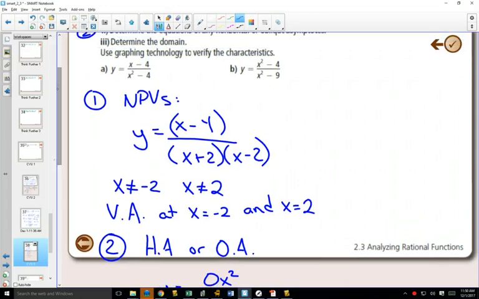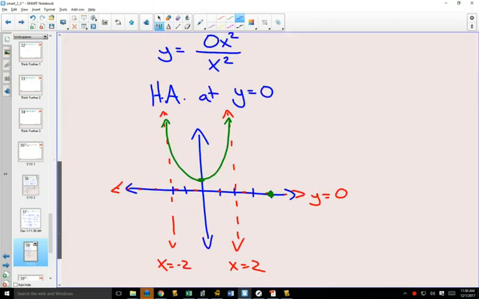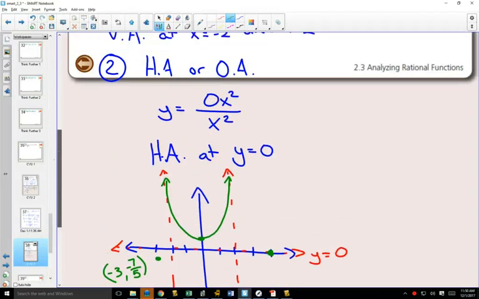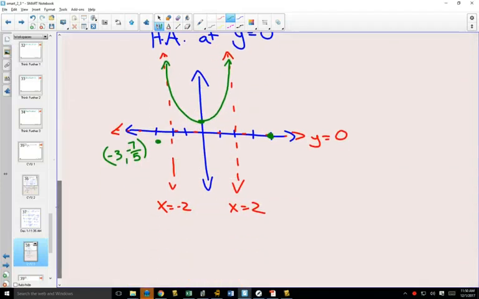What happens when you plug in -3? Can you see that on the top of the fraction you're going to get -7? Negative 3 squared is 9. 9 minus 4 is 5. You would get negative 7 over 5. What does that look like on our graph? That would be a point right there. Was it negative 7 over 5 or 9 over 5? 7 over 5. Perfect. And because I know that I cannot have any more x-intercepts, this section has to look like this.